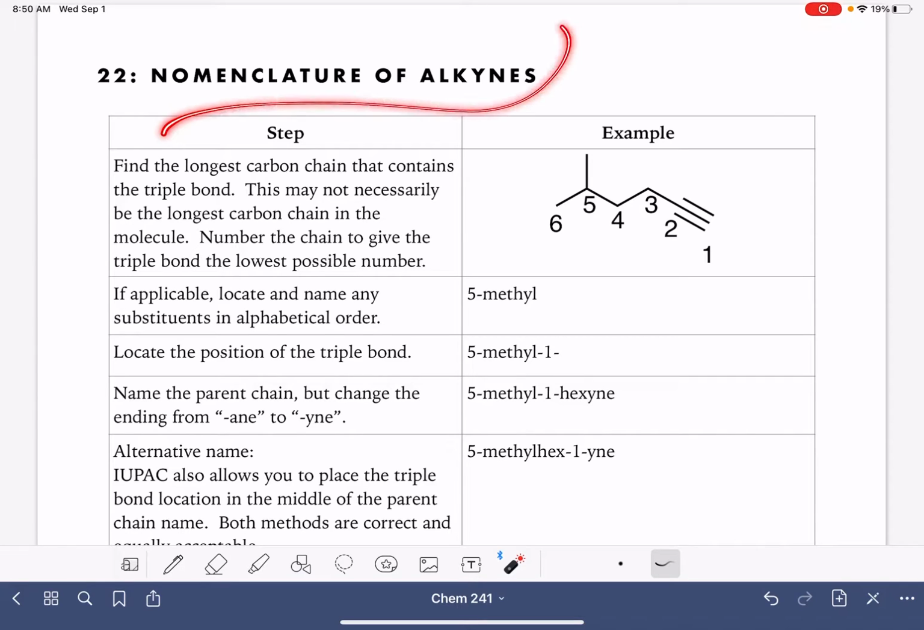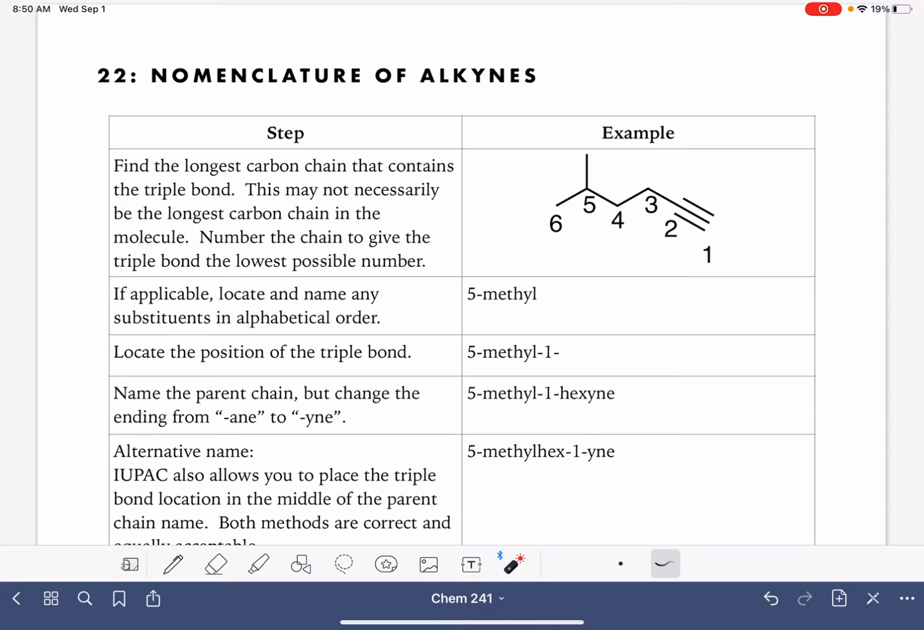Let's practice naming alkynes. Our first job is to locate the longest carbon chain that contains the carbon-carbon triple bond and number that chain so that the triple bond gets the smallest possible set of numbers. At this point, we're not concerned about the numbering of any substituents that might be present. We're only concerned about giving the triple bond the smallest possible number.